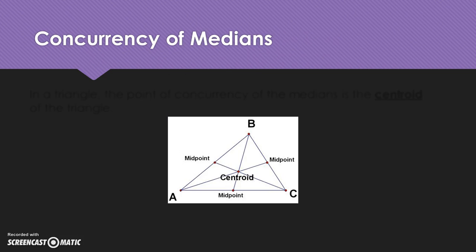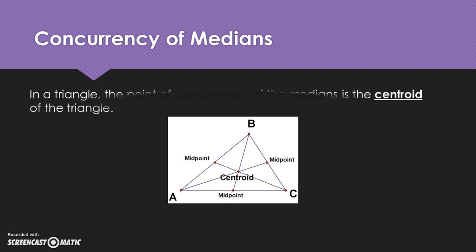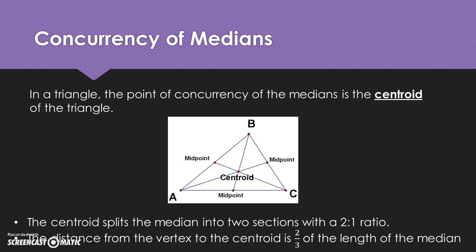Concurrency of median. Median is a centroid. It has a 2-to-1 ratio, meaning part of the segment of the median is 2, the other one's length would be 1. The 2 part is 2/3 of the whole thing, which we'll get to in a minute.